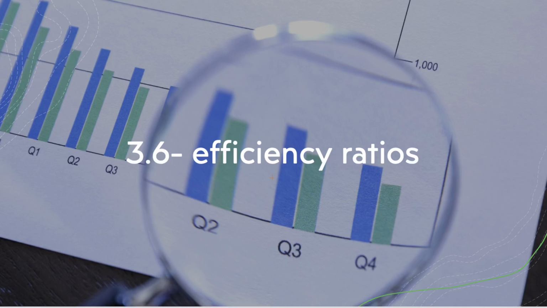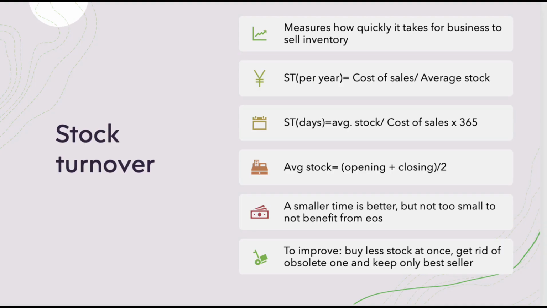Now we'll be going over unit 3.6, which is efficiency ratios. These are used by the managers to measure how well the resources of the business are actually used. There's 4 of these. So let's start off with stock turnover.